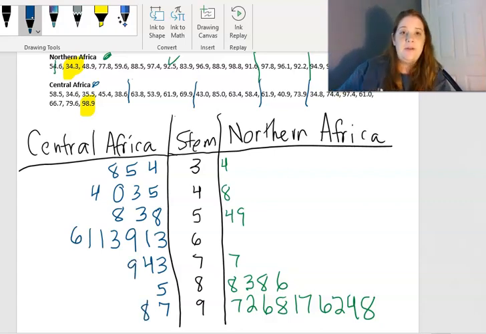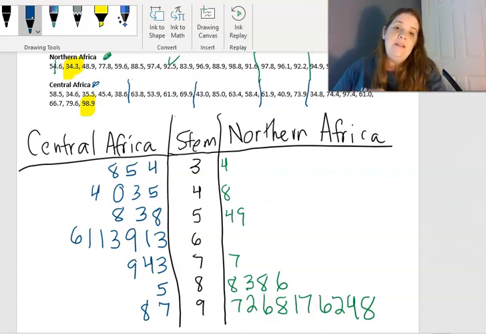All right, so there is my stem plot, my back-to-back stem plot. And we can tell by looking at these that these are not telling the same story. We can definitely see a higher concentration of values in the 90% for Northern Africa, whereas it looks like a higher concentration in the 60% for Central Africa.